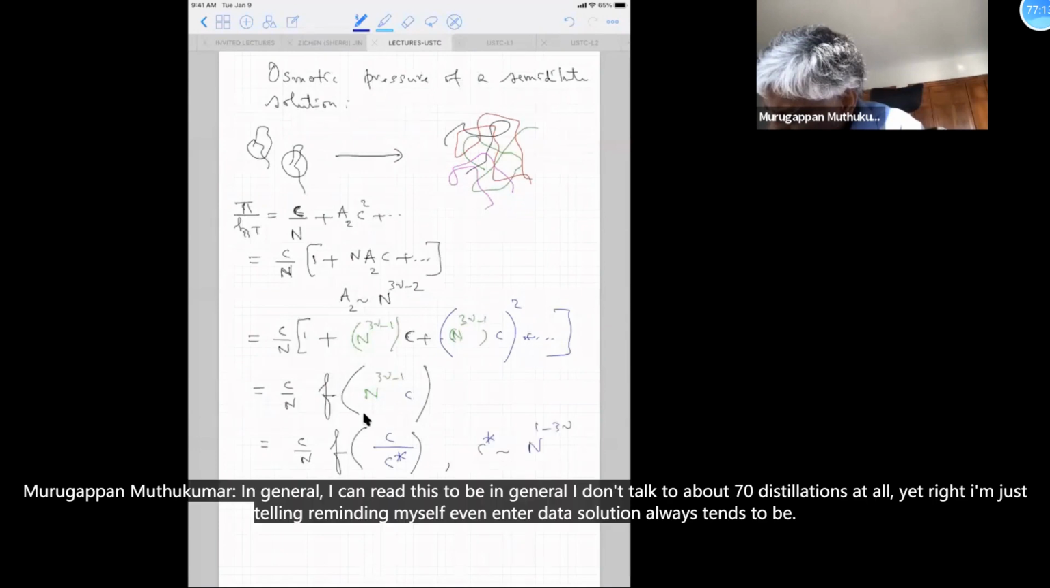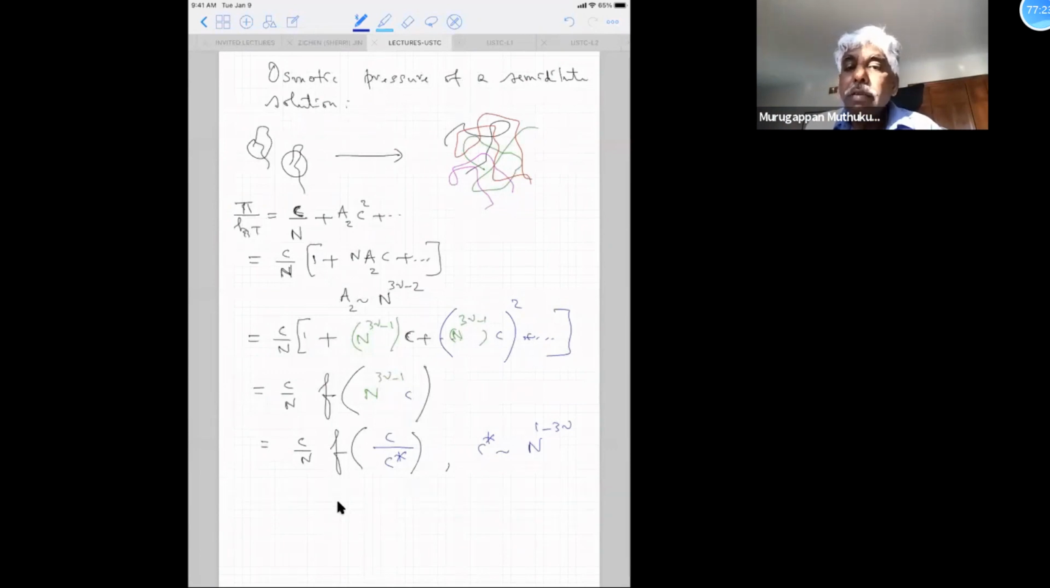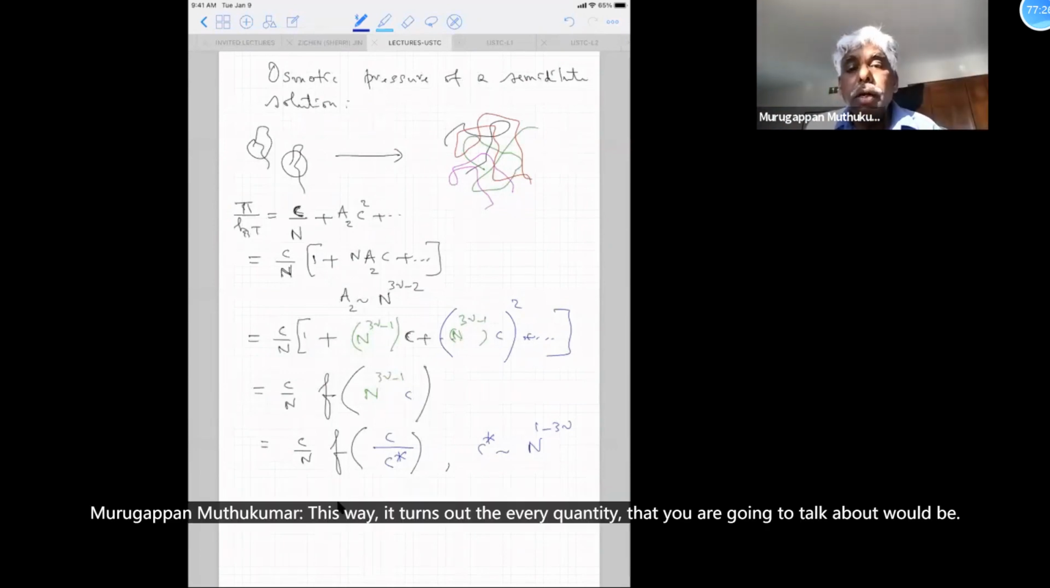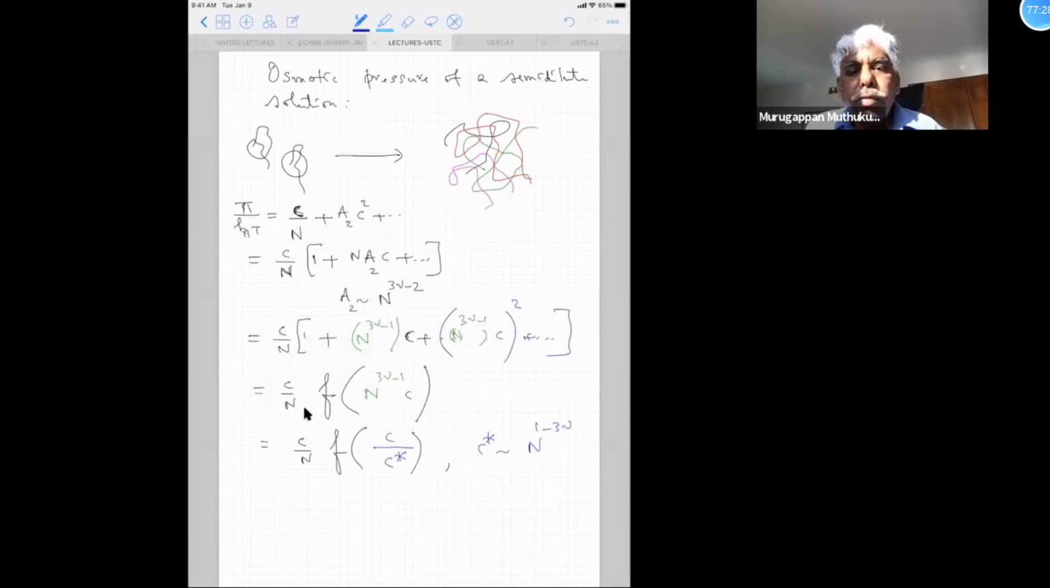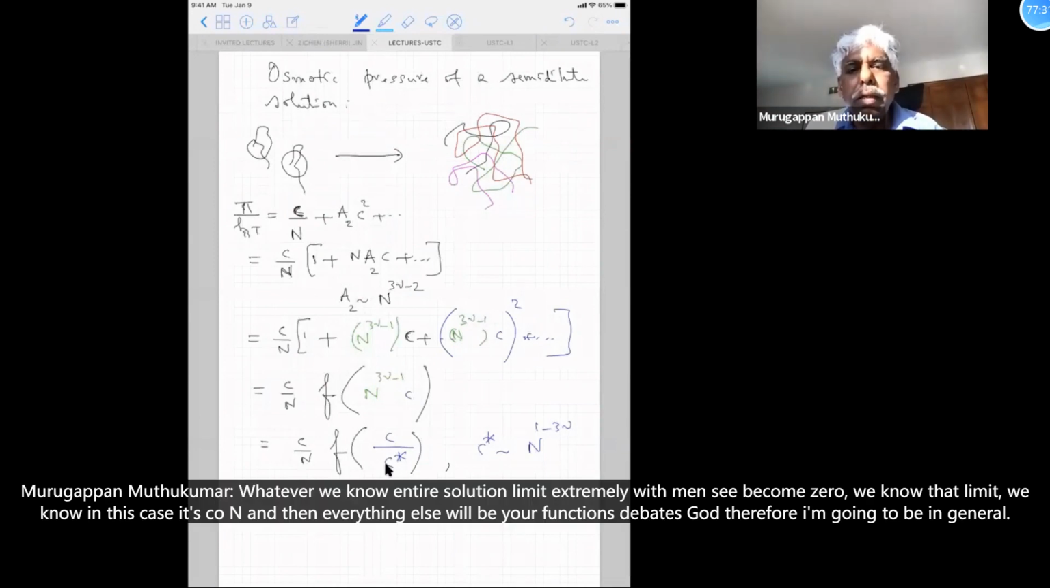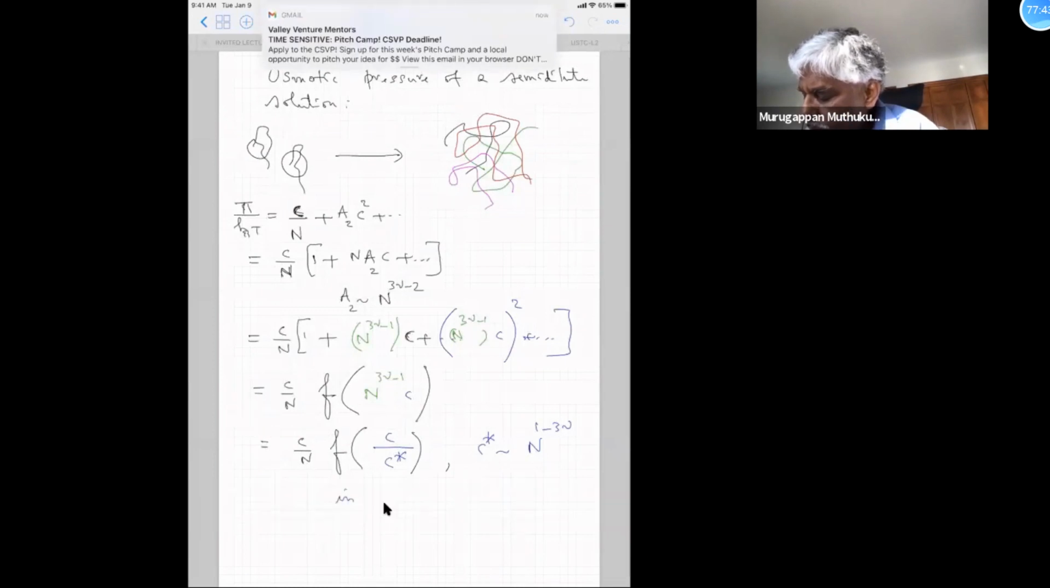In general, I can write this. I have not talked about semi-dilute solutions at all yet, right? I'm just reminding myself, even in a dilute solution, it always turns out to be this way. Every quantity that we are going to talk about is whatever we know in the dilute solution limit, that is when C becomes 0. We know in this case it's C over N, and then everything else will be a function of C by C star. Therefore, I'm going to write this in general.